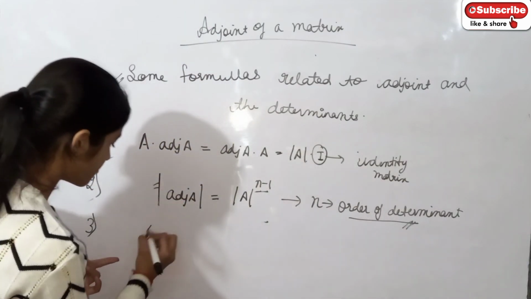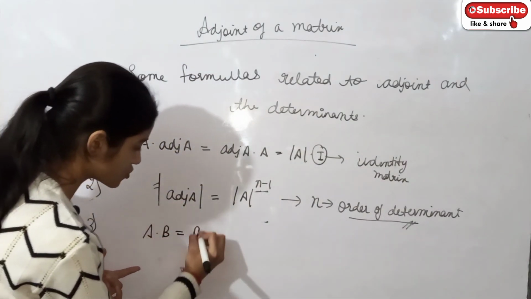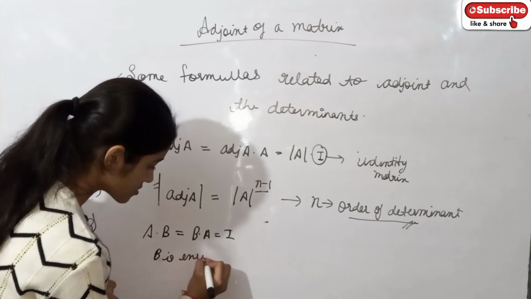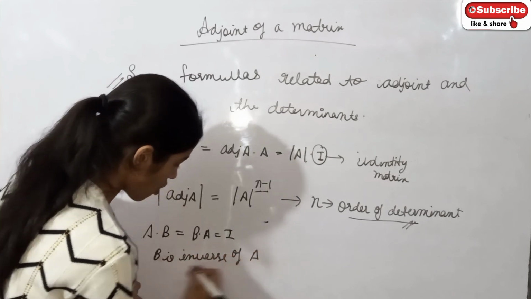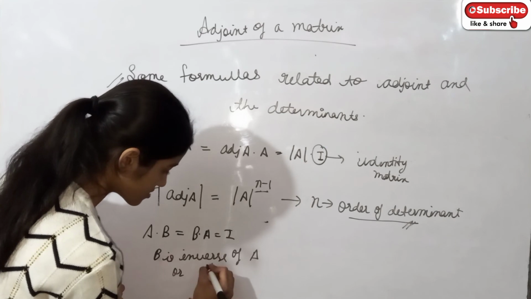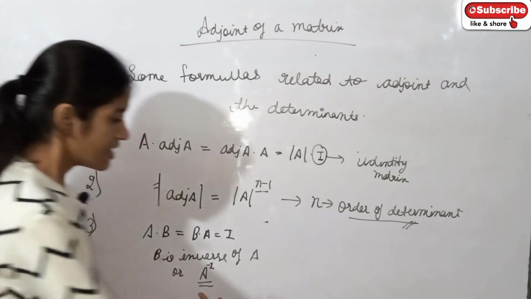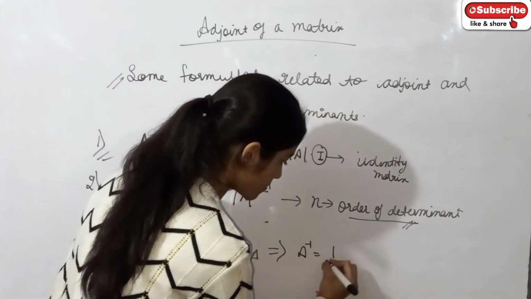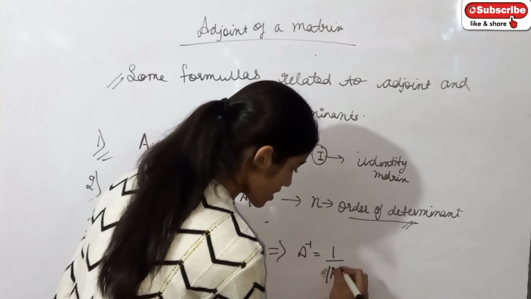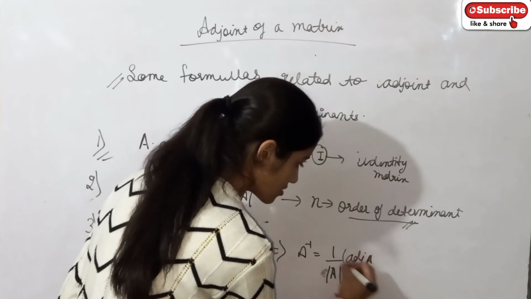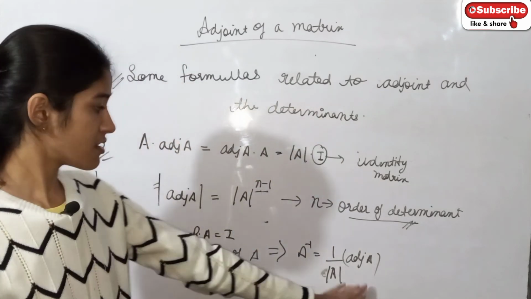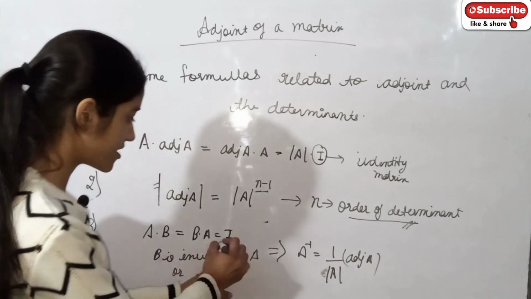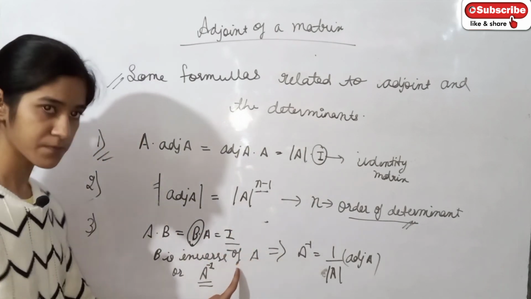So how to find it: if it is given that AB equals BA, which is equal to I, then B is the inverse of A, or can be written as A inverse. So how to find that value? We can easily find the inverse of a matrix. It is given as 1 by determinant times adjoint of A. In this way we can easily find the inverse, or A inverse. If AB equals BA equals I, the identity matrix, we can say that B is the inverse of A.